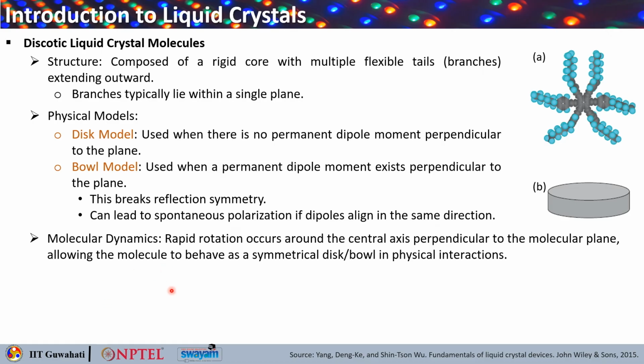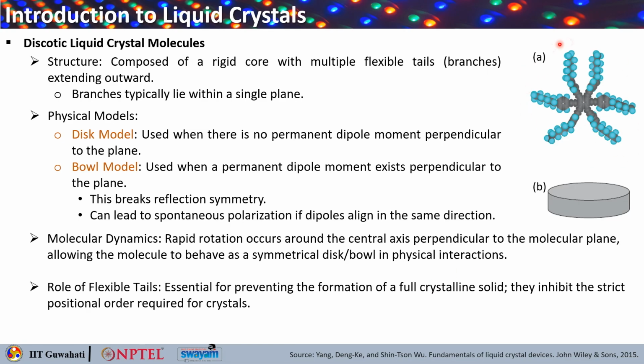So, what is the molecular dynamics here? The rapid rotation occurs around the central axis, which is perpendicular to the molecular plane, allowing the molecule to behave like a symmetrical disc or bowl in case of physical interactions. And what is the role of these flexible tails or branches? These are essential for preventing the formation of a fully crystalline solid, because they inhibit the strict positional ordering that is required in case of crystalline solids or crystals.